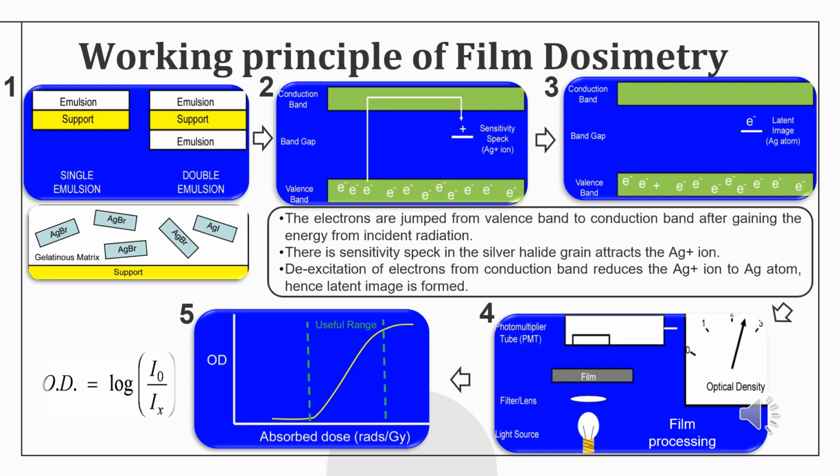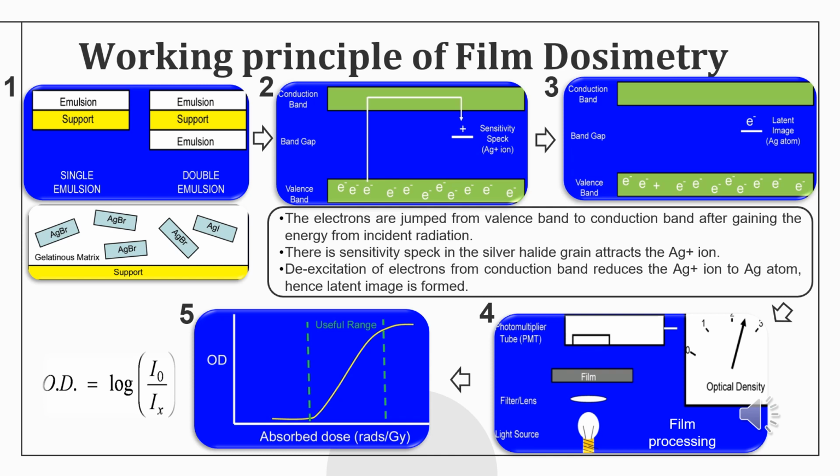Now we can look into the working principle of film dosimetry. In the first picture, there is the construction of film, which may be single emulsion or double emulsion. Just below that picture, we can see the gelatinous matrix where silver halide is kept. The second picture shows the microscopic interactions of silver halide with radiation. We can see the valence band, band gap, and conduction band.